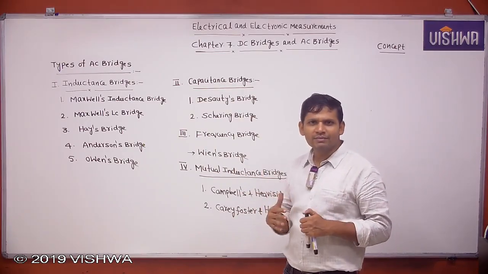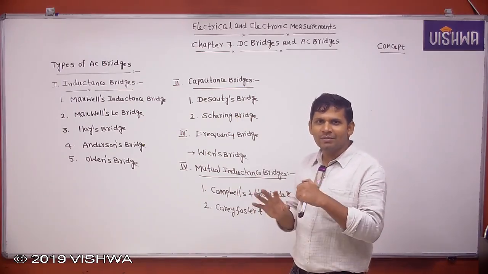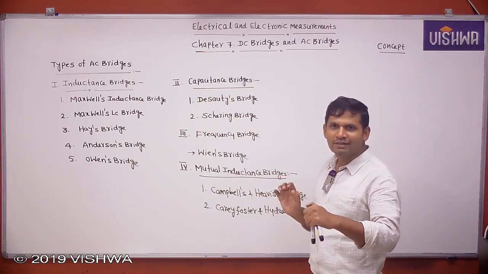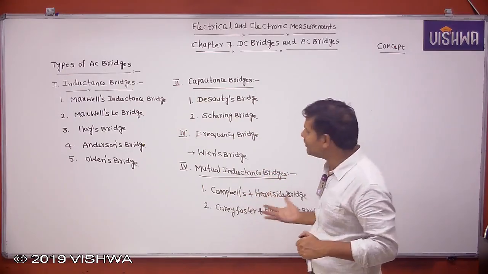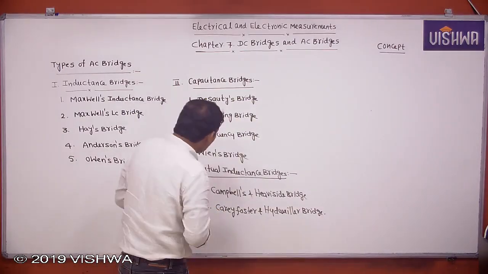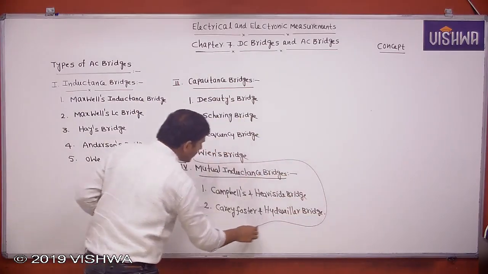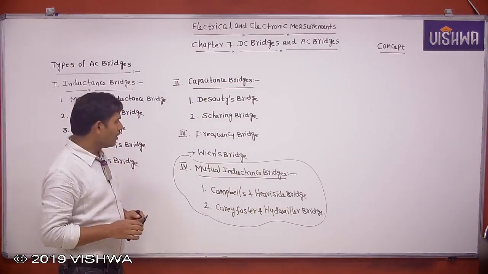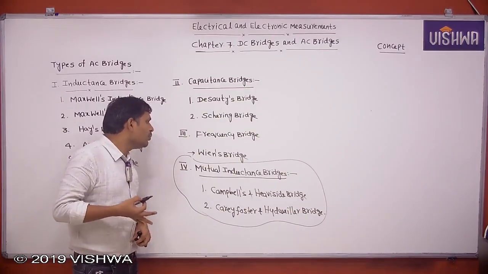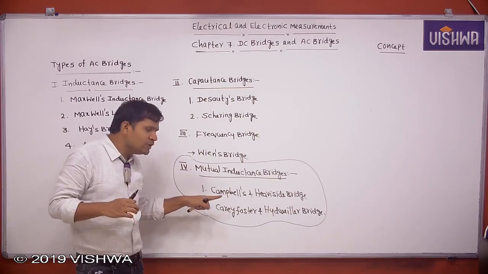If you forget that, then how to answer by the elimination method, that I want to explain. But it is not a concept. For remembering purposes, I am giving this. Don't think it is a measurement concept. See, you remember only these two bridges, the mutual inductance bridges: Campbell's and Heaviside bridge, Carey-Foster and Hidwiller bridges. That means by seeing these bridges you can easily identify.